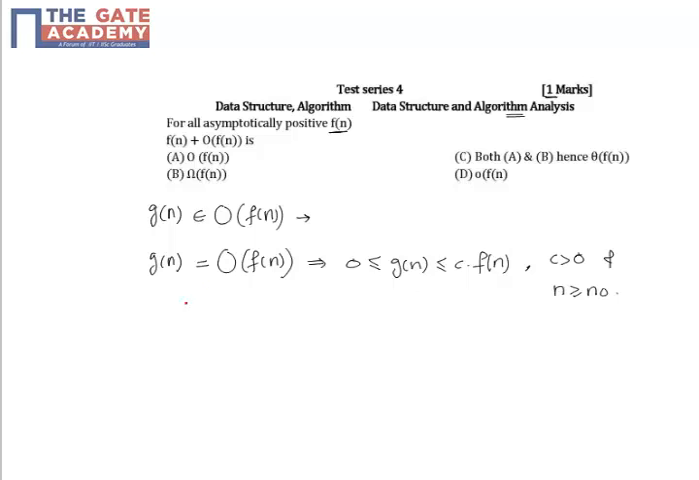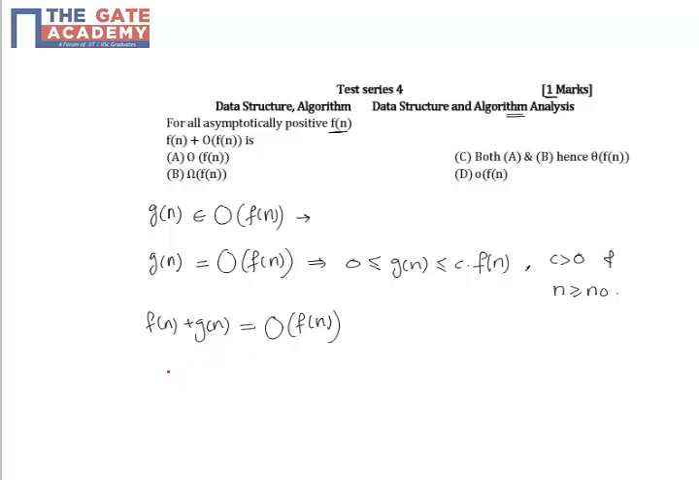So from this we can say that f of n plus g of n is also big O of f of n. Why? Because from this property we can say that g of n is less or equal constant times f of n, so this sum will also be less or equal constant times f of n. That means this property is satisfied.